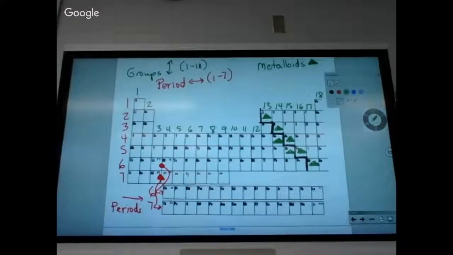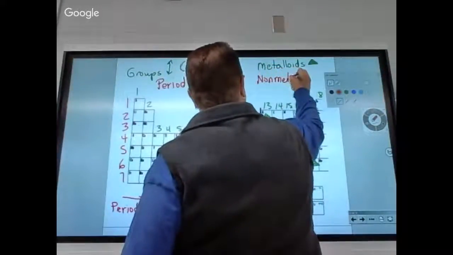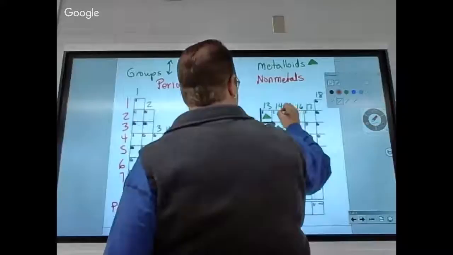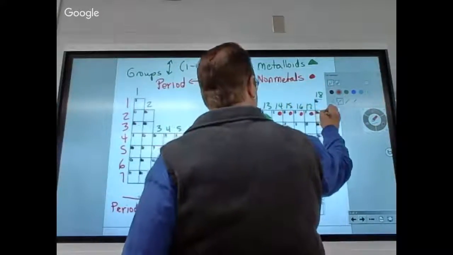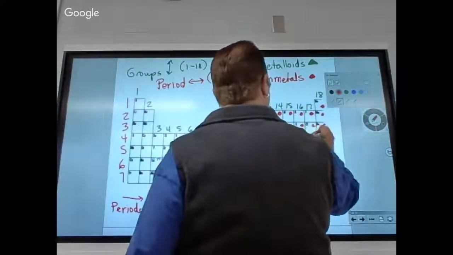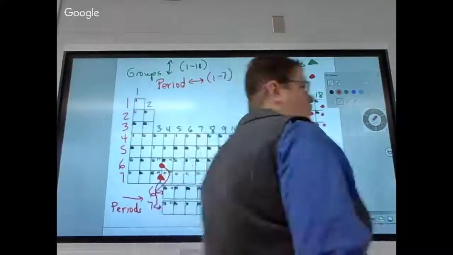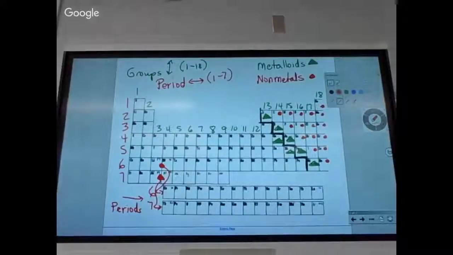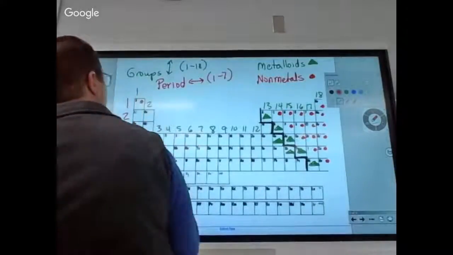Now, based on what we talked about earlier in the semester, where are nonmetals? On the left or on the right? Okay, nonmetals are on the right. So I'm going to use little circles. Now, there's one exception. What's the one exception that's not on the right? The hydrogen. The hydrogen's way over here on the left. I'm going to put a little circle on hydrogen.